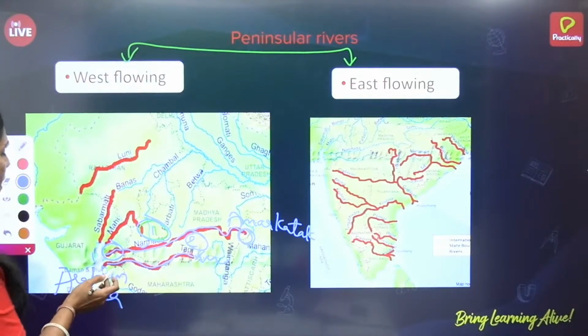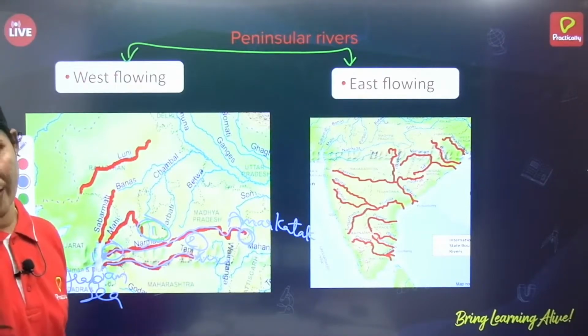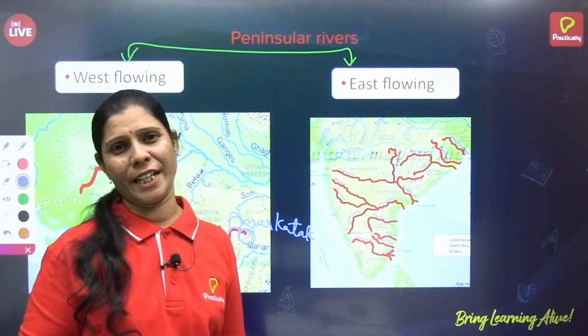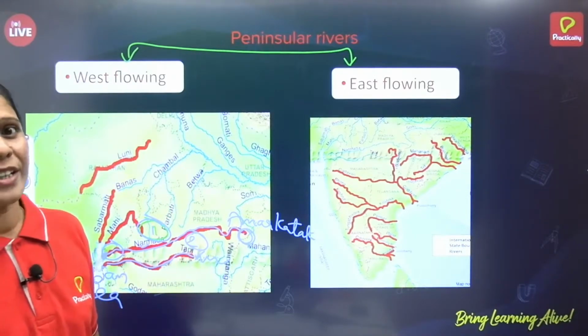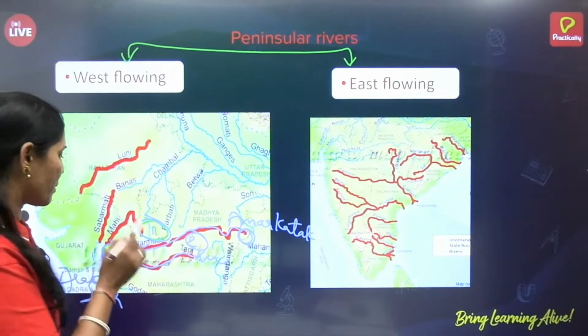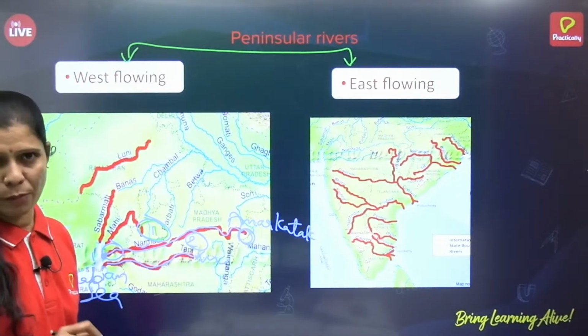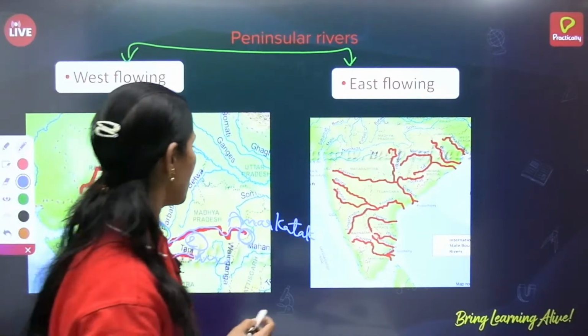We see that their ending points are called estuaries. Where do we find estuaries in India? Narmada and Tapi, which join the Arabian Sea, form estuaries.